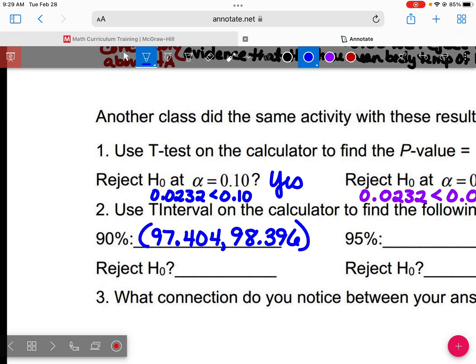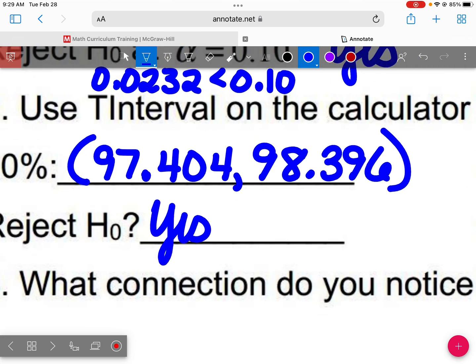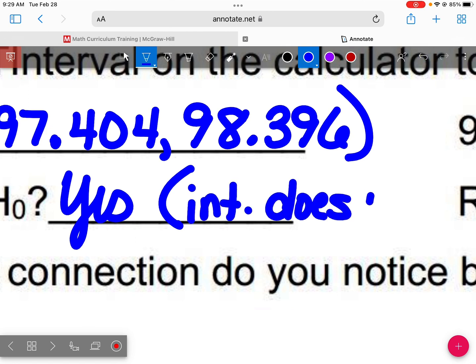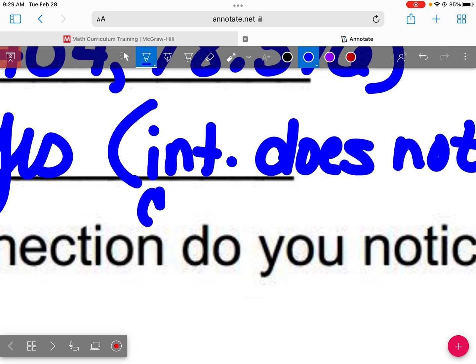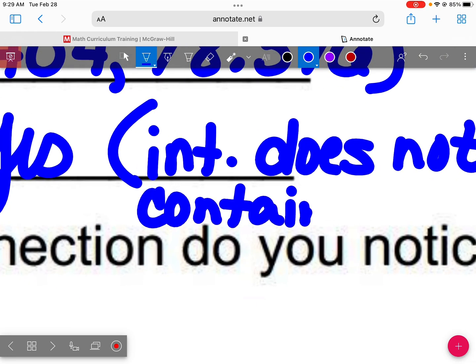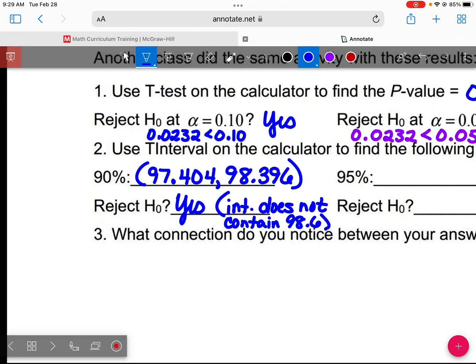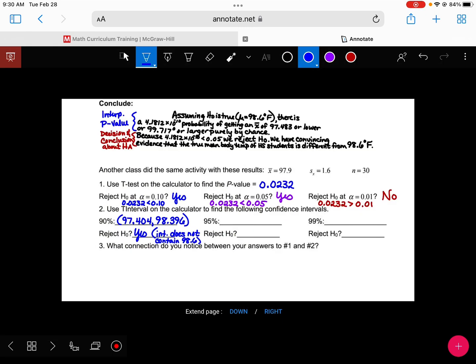Would we reject the null if that is our interval? Yes. Yes, why? The interval does not contain 98.6. I want you guys to do that for 95% and for 99% now.